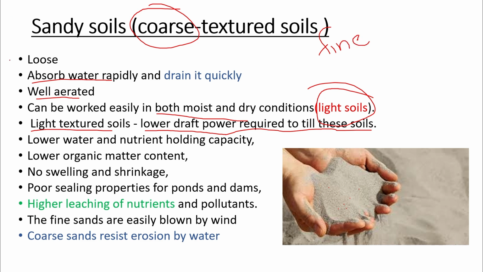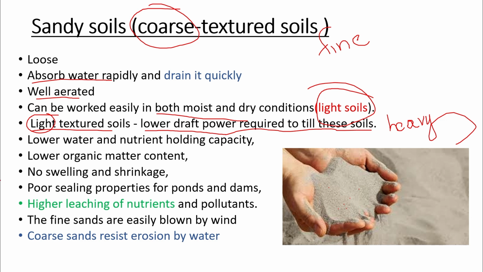But here we are using light textured. What is its opposite? Opposite of light is heavy. I'm very sorry, I can't write that well. Okay, so light textured and heavy textured, that are opposite.